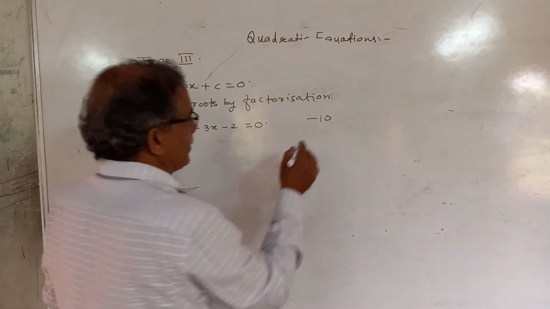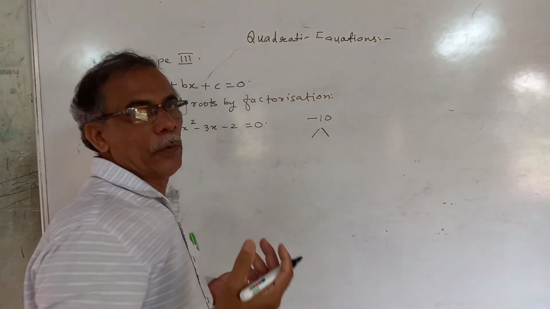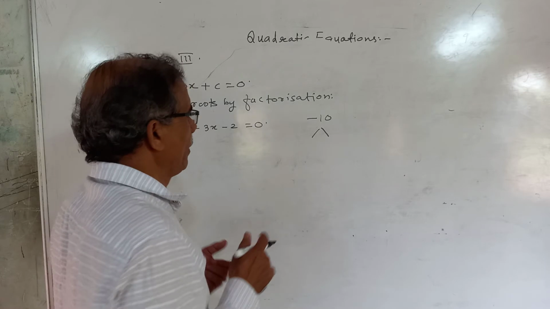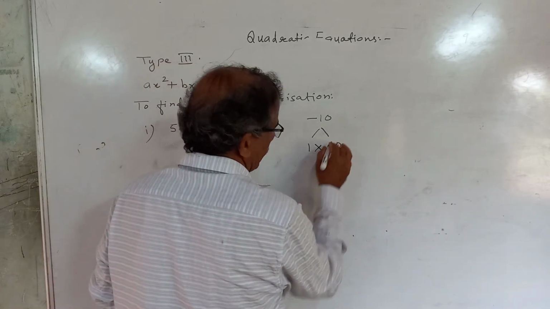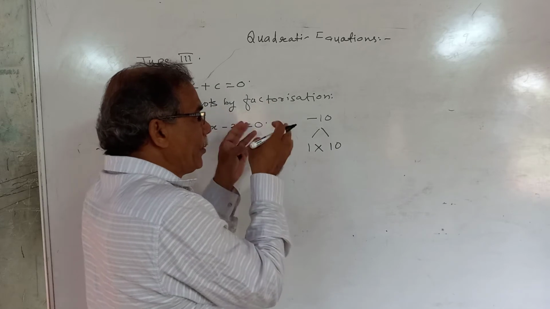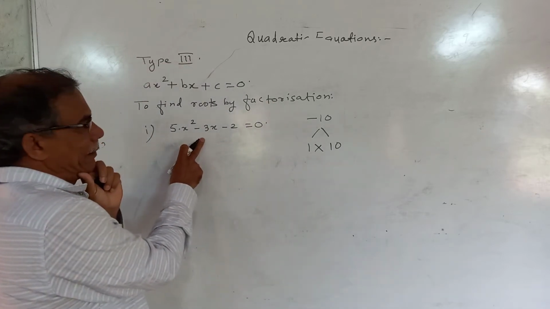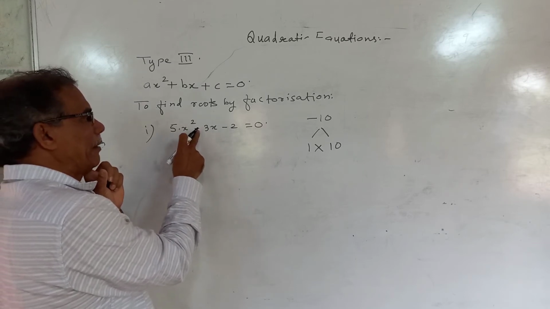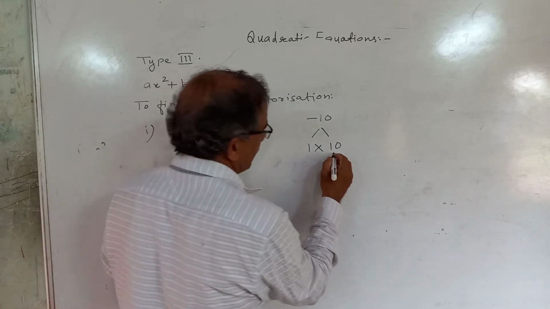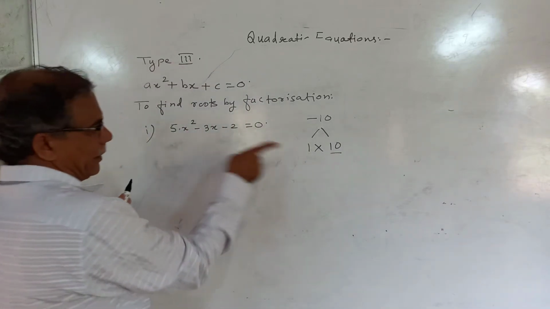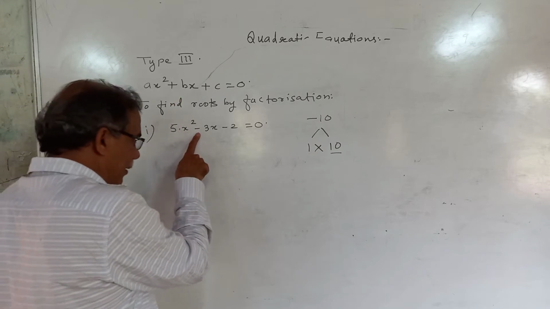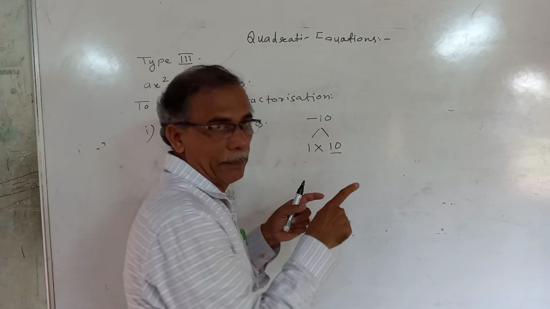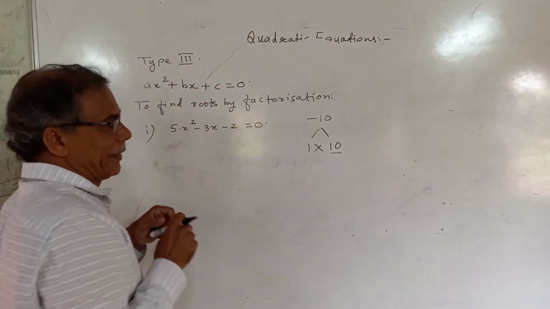Now see, if multiplication is minus 10, there are few pairs which will give you multiplication as minus 10. First is 1 into 10, you get 10. Now you have to attach your sign. What should be the addition? Minus 3. So the sign of the middle term will always go to the greater number in the pair, because addition should be negative.